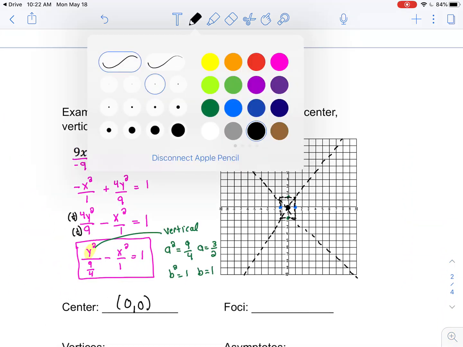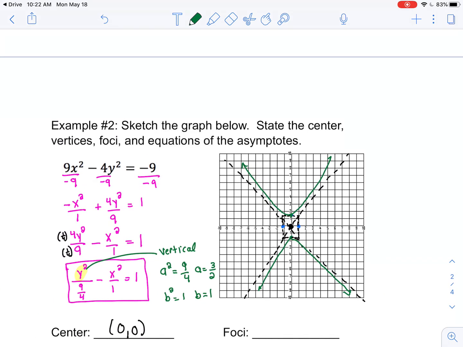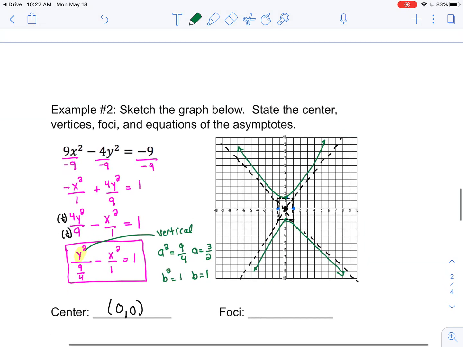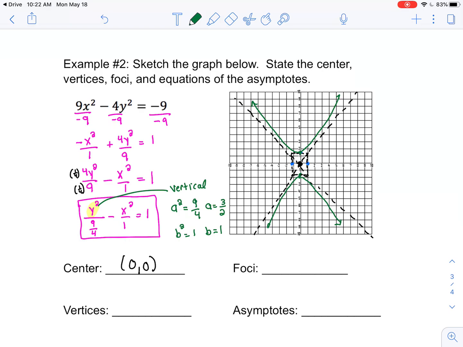Now I can draw in my curves. It's opening up and down, so my vertices are up here. Oops, I'll do that in green. And I'm going to follow the asymptotes to help me guide my curve. So there's my two curves. I don't like the way my bottom one looks here. It looks too much like a V. I'm going to redo that. So it should be curved like a parabola, not look like an absolute value graph.